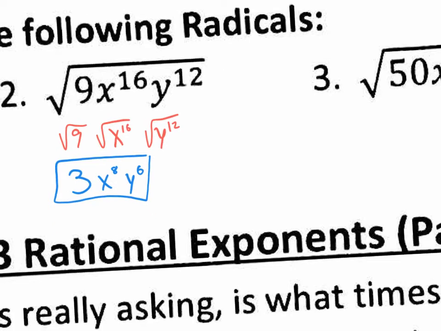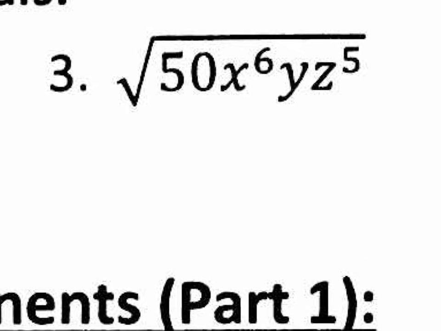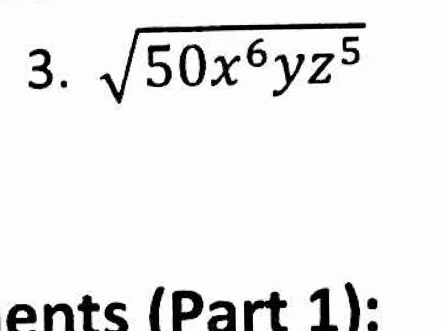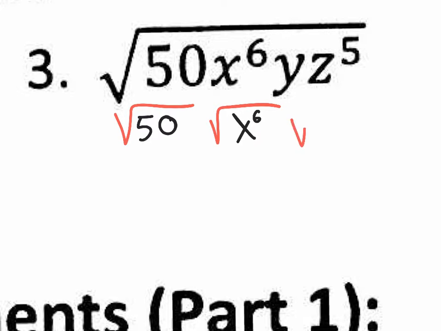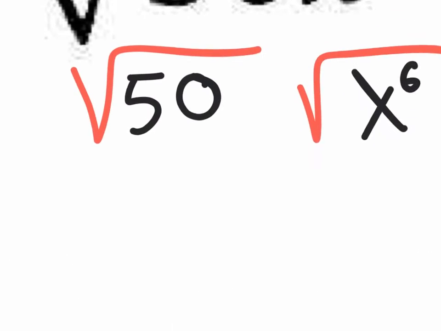Not all of them work out that great. Number 3 is an example of one that doesn't work out that great. Same thing, it's ugly. Let's split the root to each of these to make it a little nicer. So we're going to have the square root of 50, the square root of x to the 6th, the square root of y, and last but not least, the square root of z to the 5th. So it's like having 4 problems instead of that one ugly problem. So let's go through each of these and let's simplify.